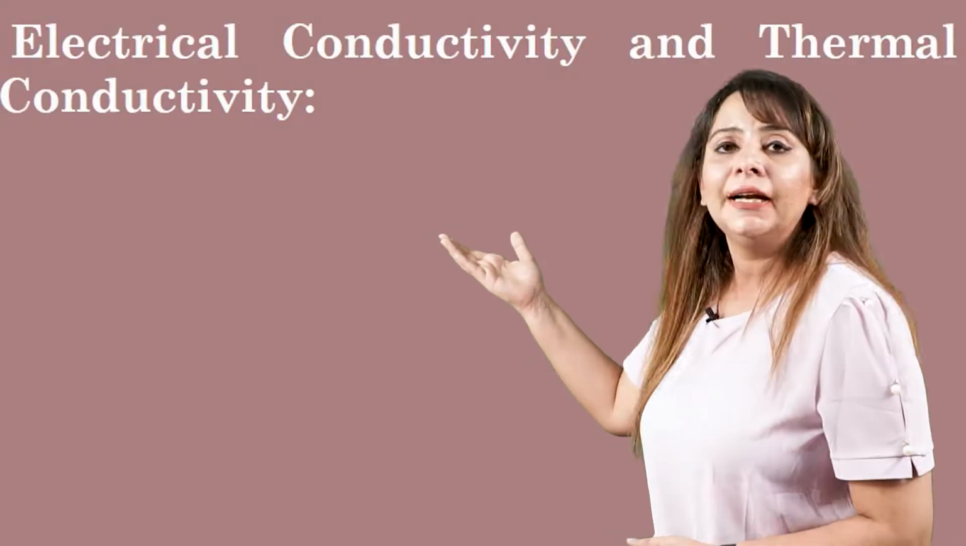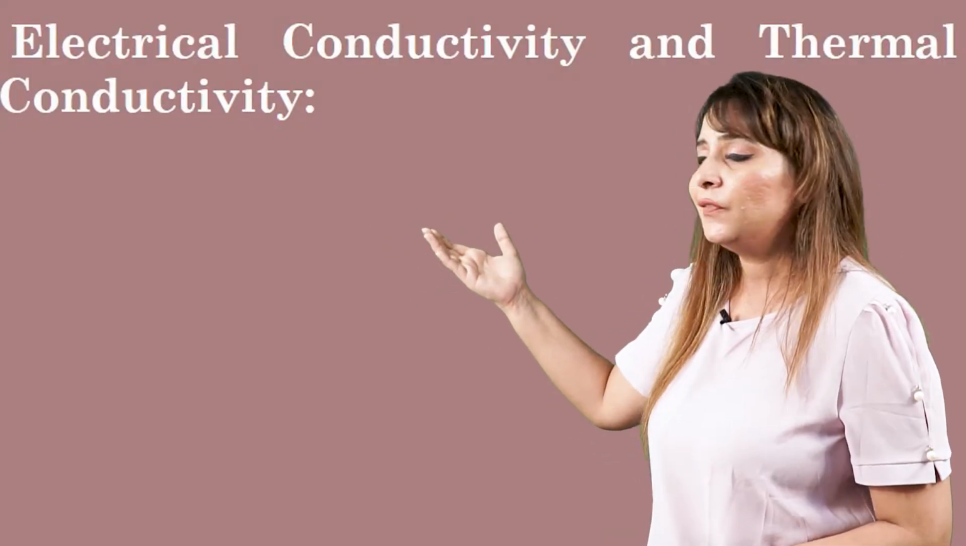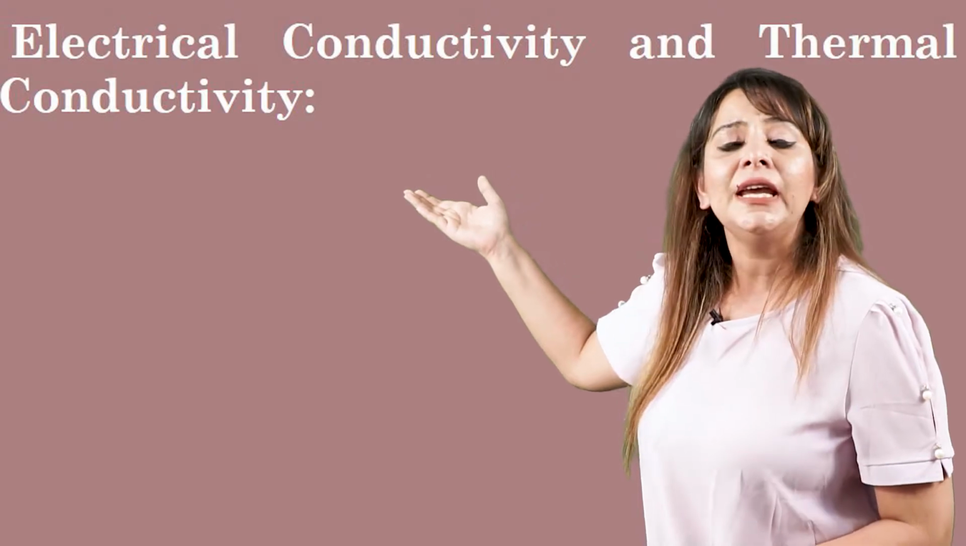So let's move on to the third property. The third property is electrical conductivity, and also we will learn about heat conductivity. Do you know what exactly electrical conductivity and heat conductivity mean? Electrical conductivity refers to the tendency of a substance to carry current through itself, and heat conductivity refers to the tendency of a substance to conduct heat through it, right?